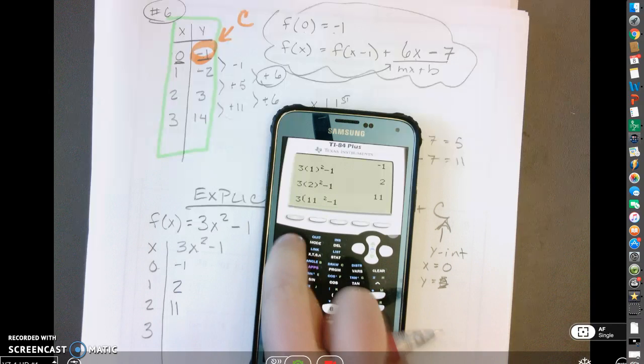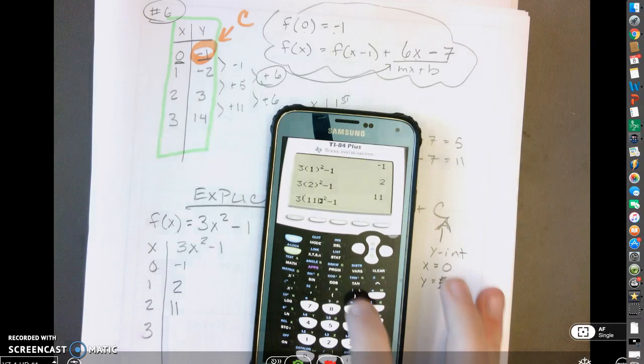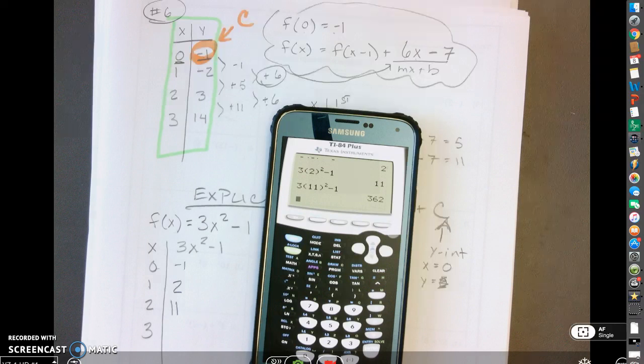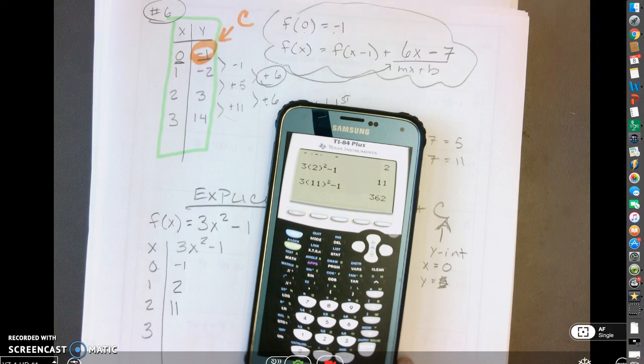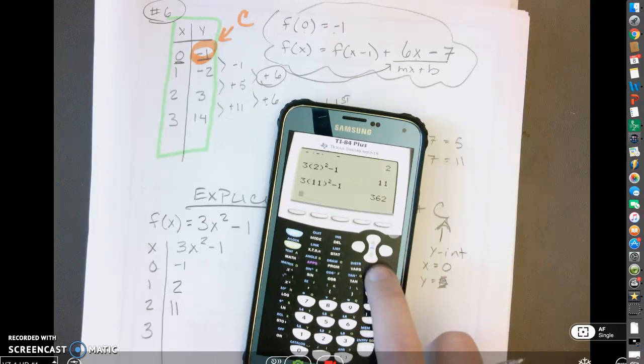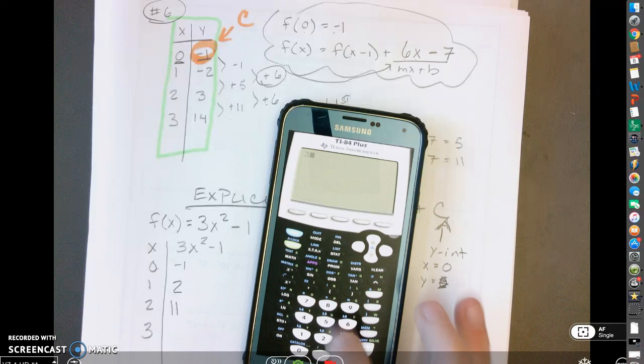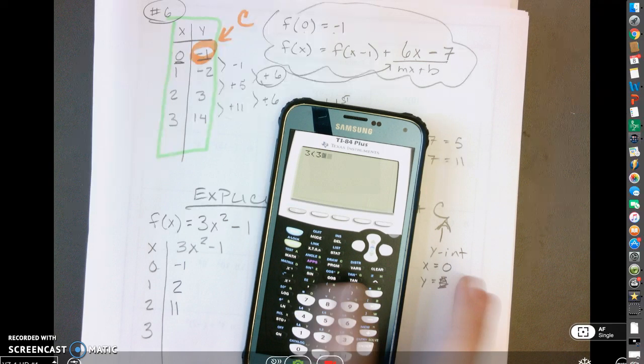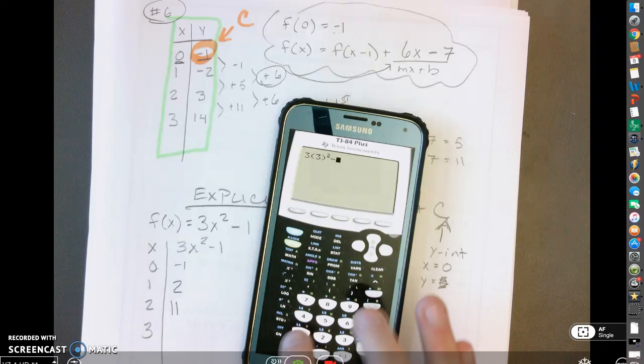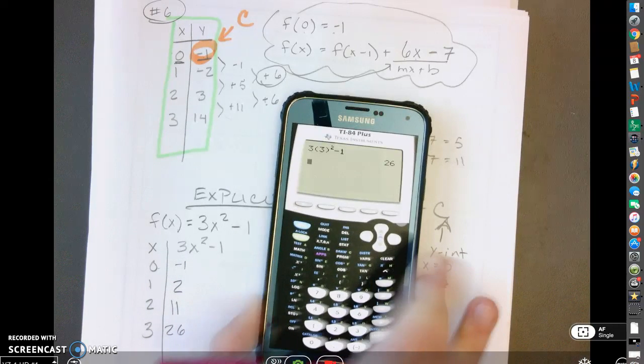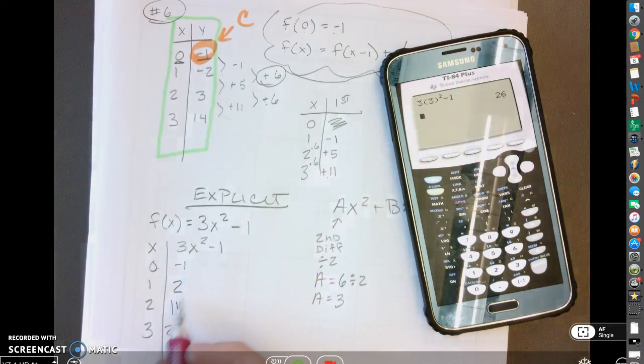I get 11, and then the last one is going to mess it up. Oh, why did I plug in 11? That was stupid. Okay, so I go 3 times 3 squared minus 1. Press enter, I get 26. All right, so if I use this equation, these would be the y values that I got.